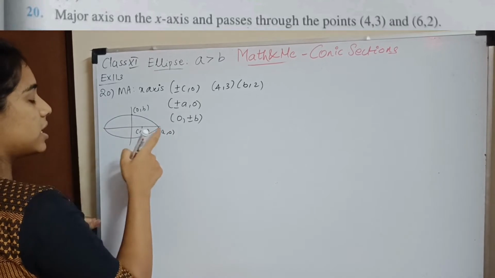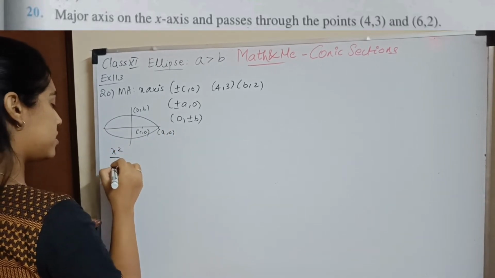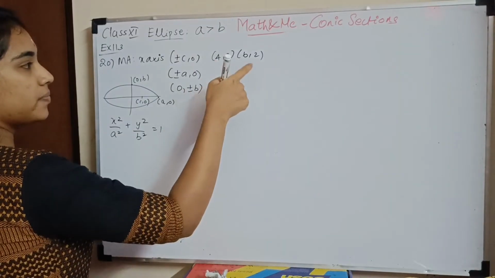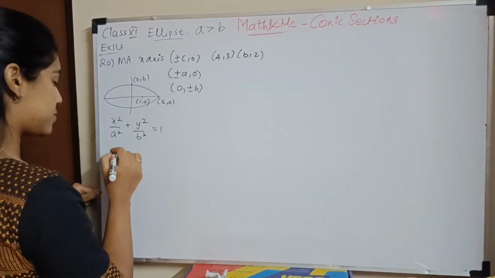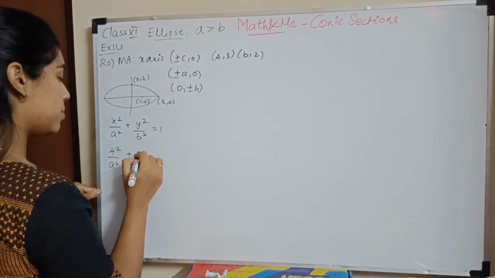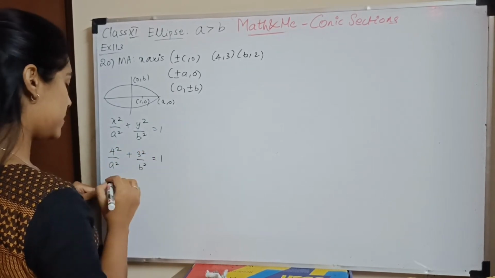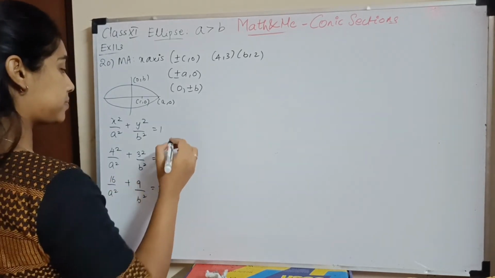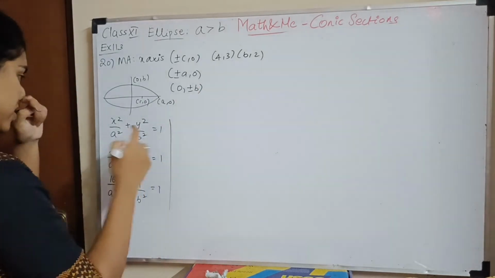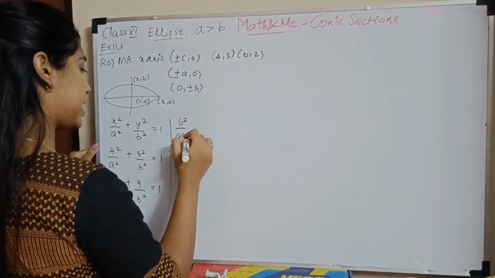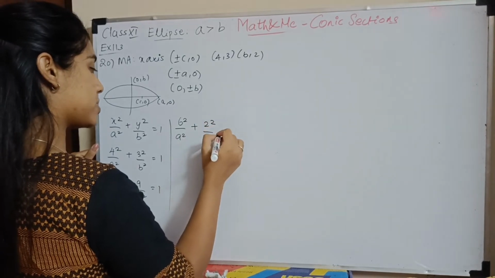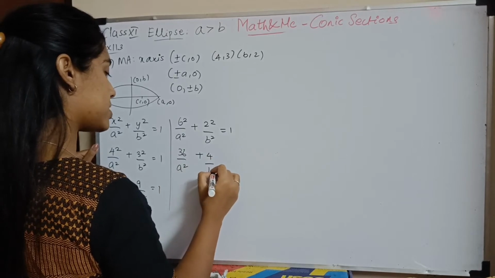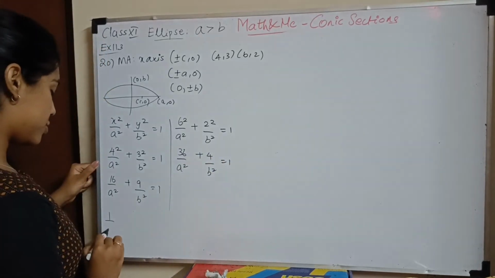Now how will the equation be? The major axis is along the x axis so it's x square by a square plus y square by b square equals 1. I know 4 comma 3 lies on this so I substitute 4 square by a square plus 3 square by b square equals 1, 16 by a square plus 9 by b square equals 1. Similarly 6 comma 2 lies on this so I put 6 square by a square plus 2 square by b square equals 1, 36 by a square plus 4 by b square equals 1.